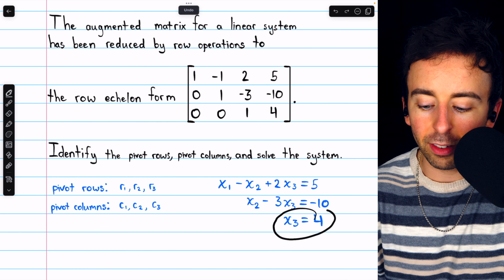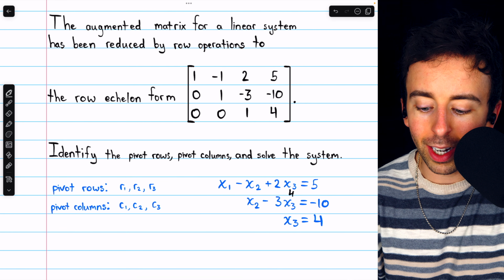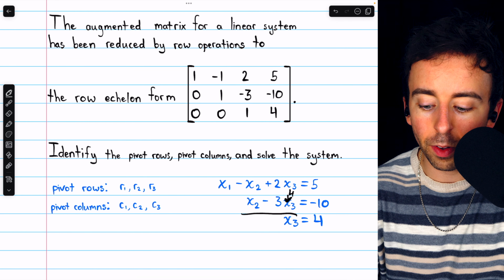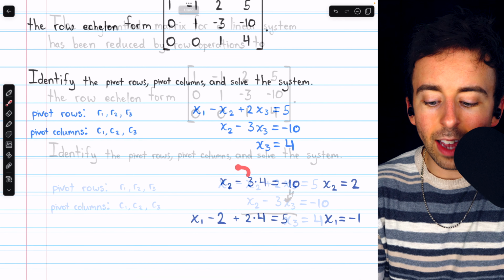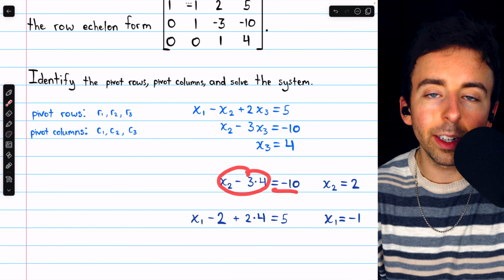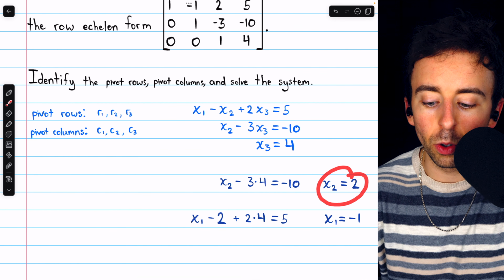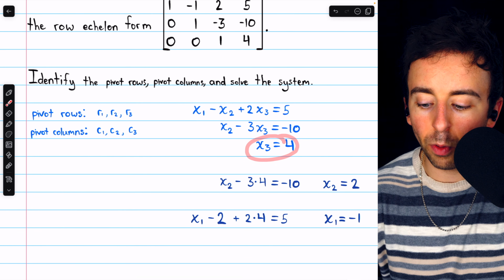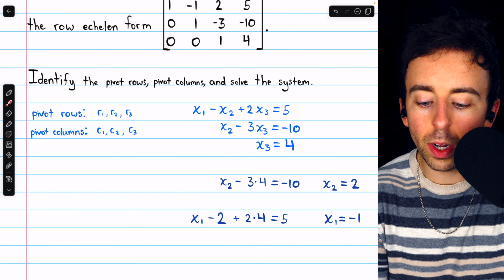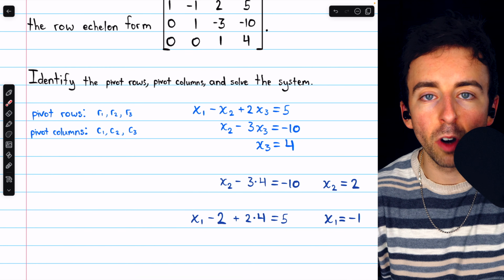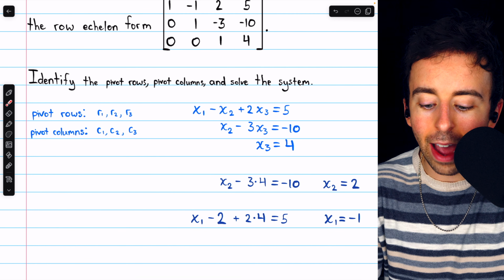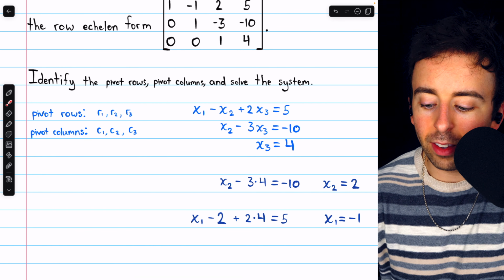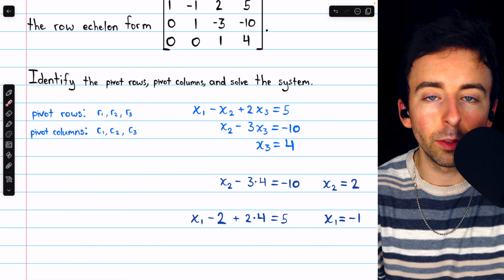And we can then use that to plug it into the previous equation, which corresponded to row 2. Since x3 equals 4, I can plug that in here to have that x2 minus 12 must equal negative 10. Since x2 minus 12 equals negative 10, we find that x2 equals positive 2. Now we can plug x3 equals 4 and x2 equals 2 into the equation which came from row 1. Thus, we have that x1 minus 2 plus 2 times 4 equals 5, and so x1 must equal negative 1.